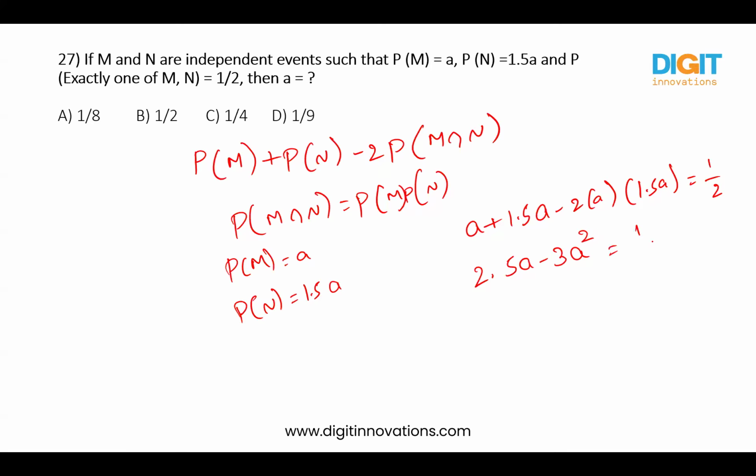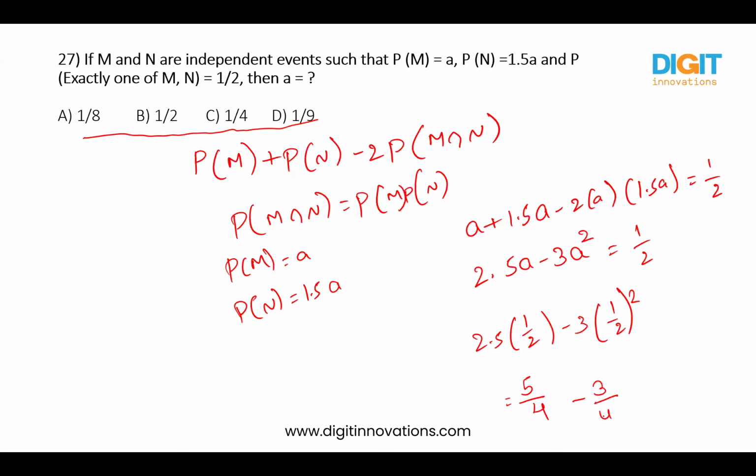So it should be equal to half. I was trying to put in the options, so I'll take the assumption a is half. It should be equal to half only. So 2.5 you can write as 5 by 2, right? So I'm taking 5 by 4 minus 3 by 4, so it should be 2 by 4, and it will become finally 1 by 2. So option B is the correct one.